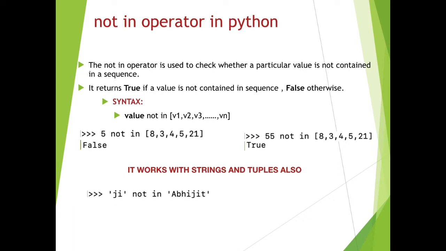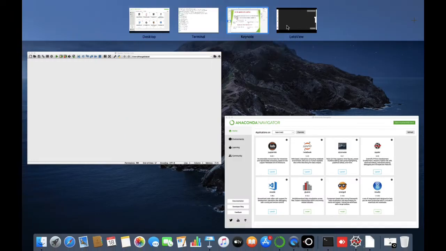For example, if I write ji not in Abhijit, ji is present in the string Abhijit, therefore it will return false. If I write 5 not in the given tuple, 5 is present in the tuple, therefore it will return false. That means if a particular value is present in the list or tuple or string, then it will return false. If it is not present, only in those cases it will return true.